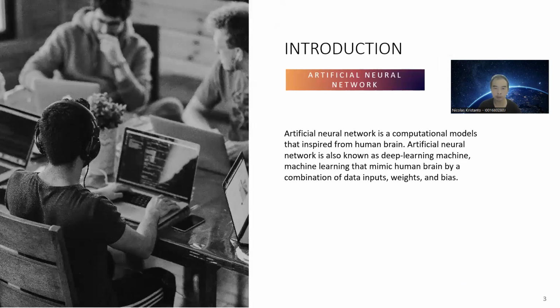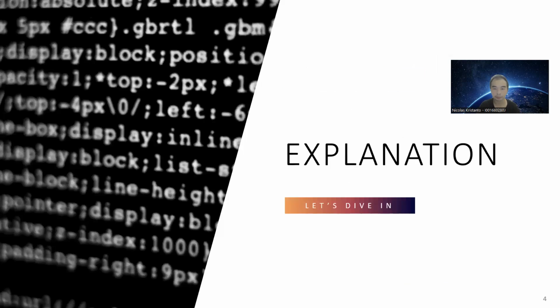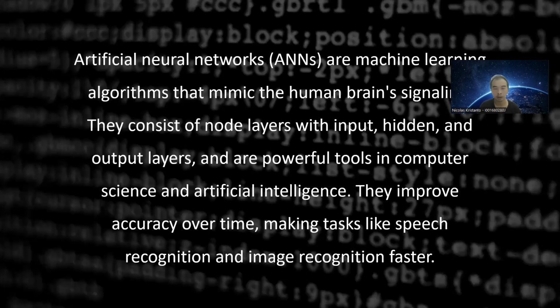So, artificial neural network is a computational model that is inspired from the human brain, and it's also known as a deep learning machine. A machine learning that mimics the human brain by a combination of data input, weights, and bias. So let's dive into more explanation.